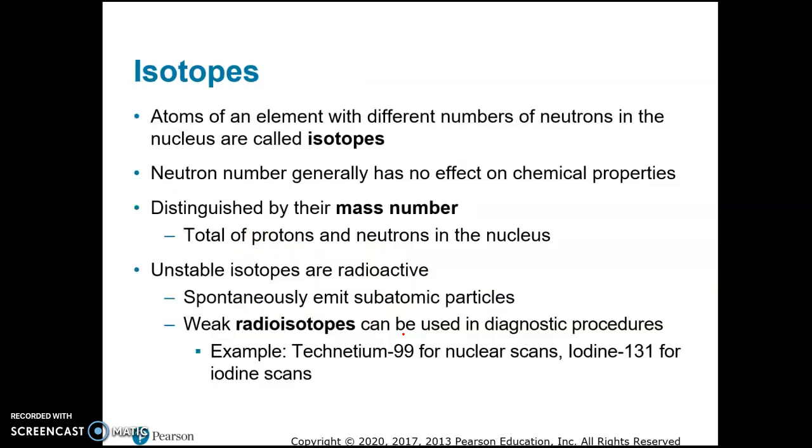Okay, so isotopes are forms of elements that have different numbers of neutrons. In other words, their atomic numbers are the same, but their numbers of neutrons are different. So, for example, we just talked about carbon. Carbon can either have 6 neutrons, 7, or 8 neutrons. And that changes the mass number as well, because the mass number is the total of the protons and the neutrons in the nucleus of the atom.